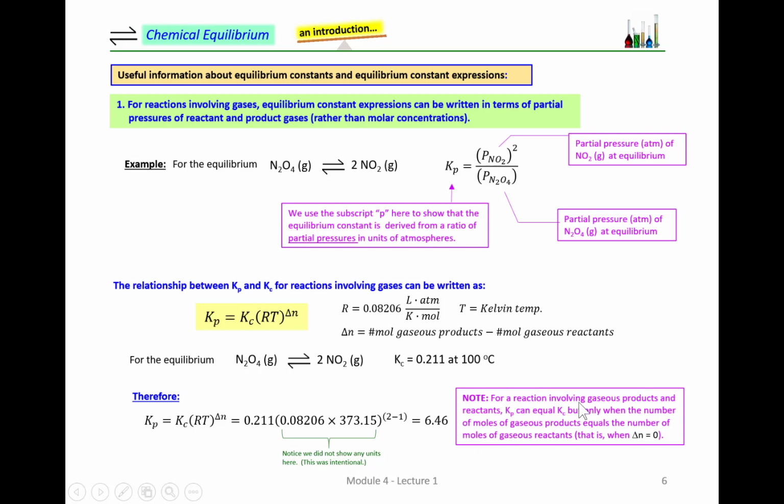Now here are some tips involving working with Kps and Kcs. First of all, delta N is determined only using the gaseous reactants and products in a reaction. In some cases, delta N could turn out to be a negative number. You just have to do the algebra. And it is possible that you could be given a Kp and asked to solve for Kc. That just involves a little different algebra than the simple algebra we showed here.